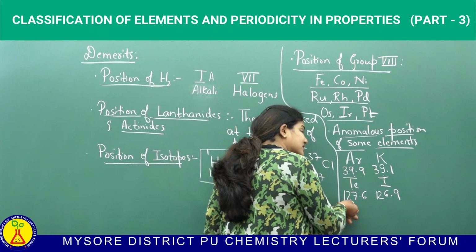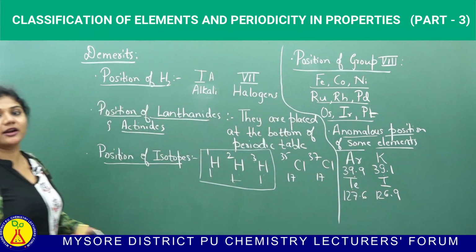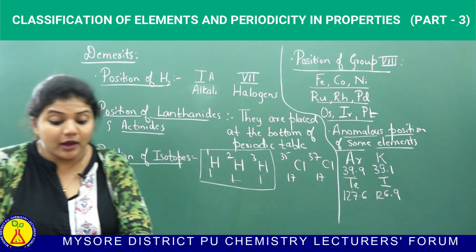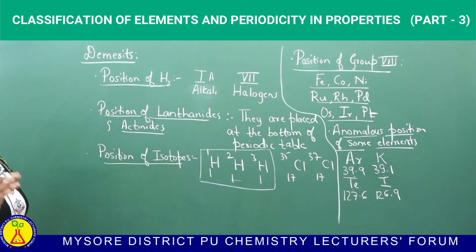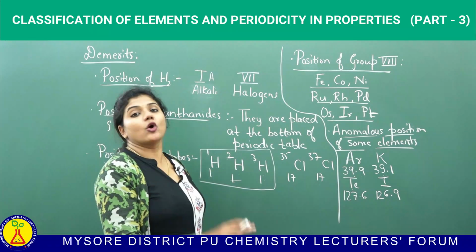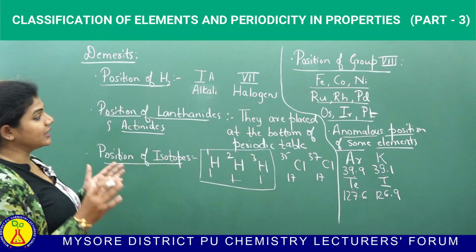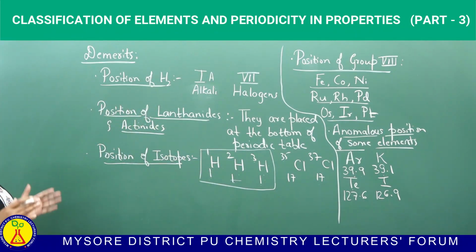That is tellurium, the atomic mass should be less. Iodine should be more. But it has happened in the reverse way. That means, ma'am? Few of the elements are not arranged in the increasing order of their atomic mass.